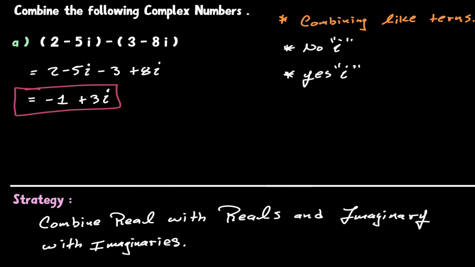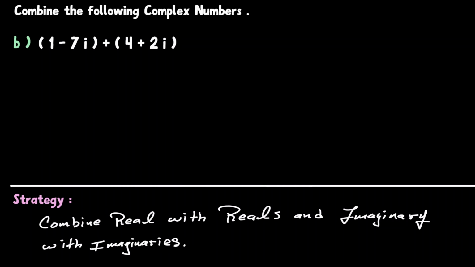Let's take a look at example B. So one more time, here we have two complex numbers. 1 minus 7i, that's one complex number, and 4 plus 2i, that's another complex number. Now let's drop the parentheses to make this cleaner. In our first parenthesis, there's nothing in front of it, so let's just bring everything down.